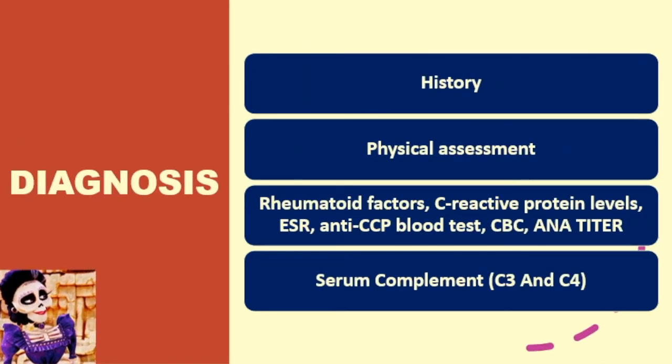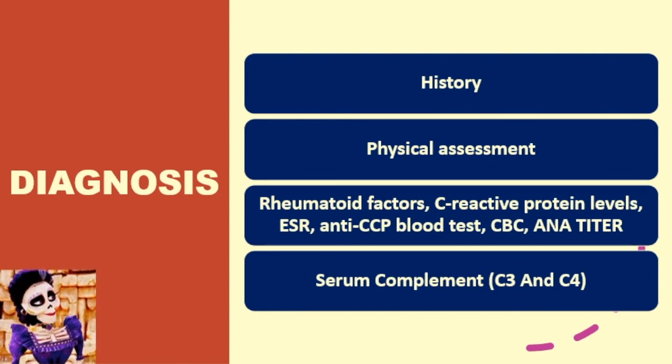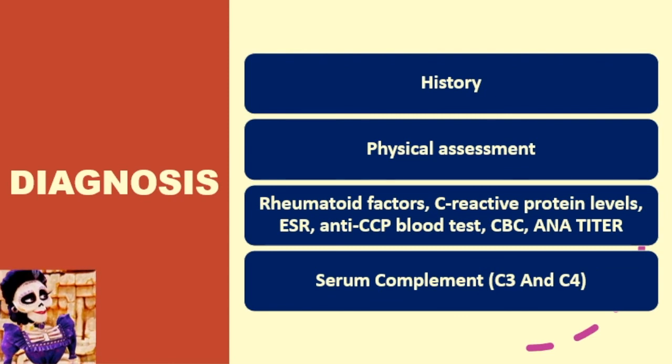Now, diagnosis. We're still going back to history, and we're still going back to physical assessment. Okay, I've mentioned to you rheumatoid factor, I've mentioned CRP, and then you have your ESR. Your anti-CCP blood test, class, is also used for the diagnosis of rheumatoid arthritis. And then you have your ANA titer. Okay, your ANA titer, class, is a diagnostic of your autoimmune problem. So your ANA titer is released once the patient has had an autoimmune problem.